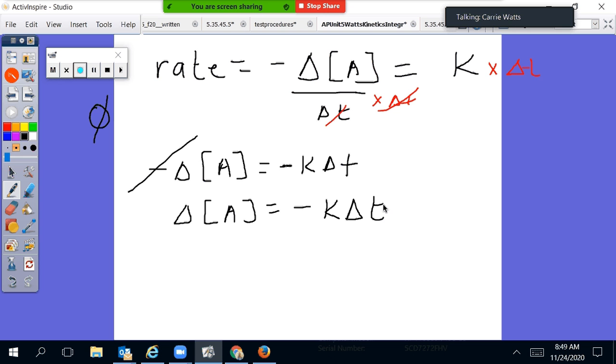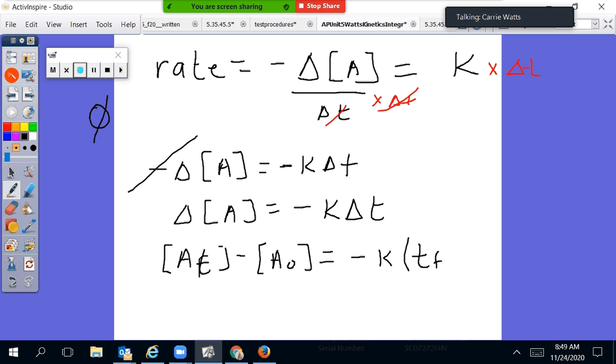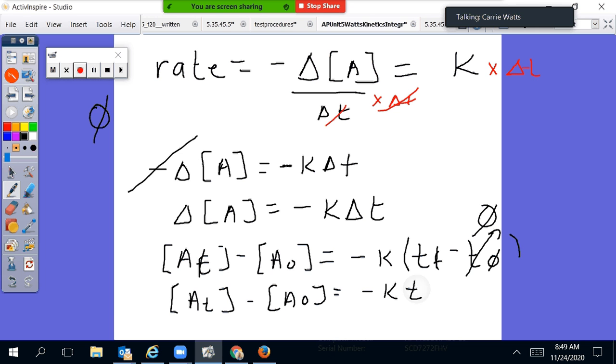I can also express delta A as A final, or let's call it A sub T, minus A naught. The change in A is going to be the A at some time t minus the initial A. That's also going to equal negative K times T final minus T initial. If we assume T initial is 0, I can just get rid of that and we'll just call it T. So we've got A T minus A naught equals negative K T.